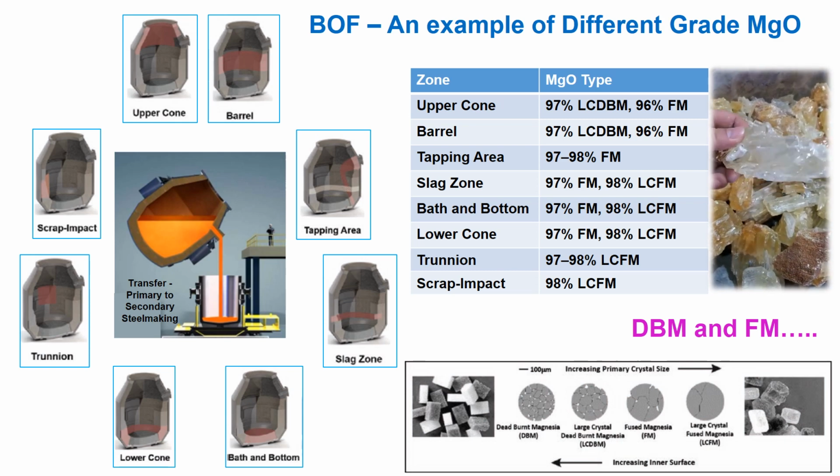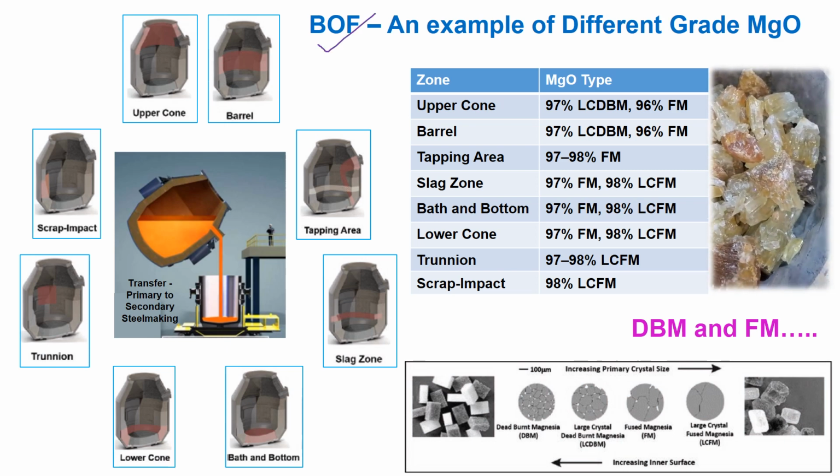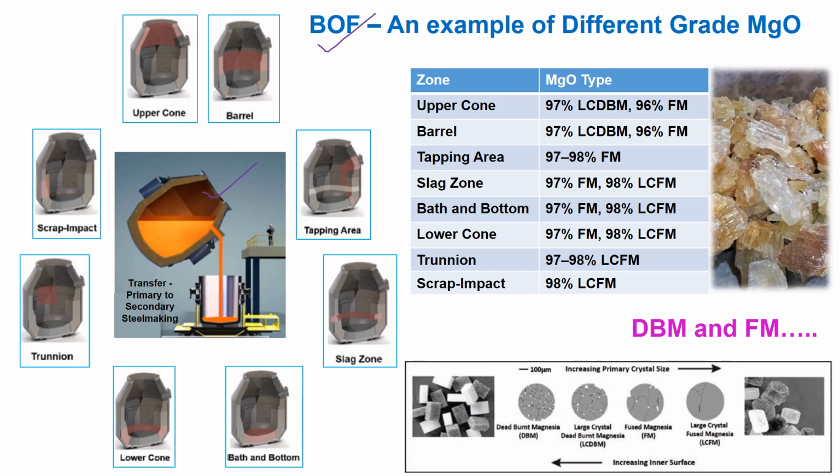This is an example of different grade MgO utility in BOF, that is primary steel making. Every grade has significance to optimize the performance and cost. We can see for each zone, different quality of magnesia is required to achieve the best performance. These are some images of dead bond magnesite, large crystal dead bond magnesia, fused magnesia, and large crystal fused magnesia. More details can be discussed in later slides.